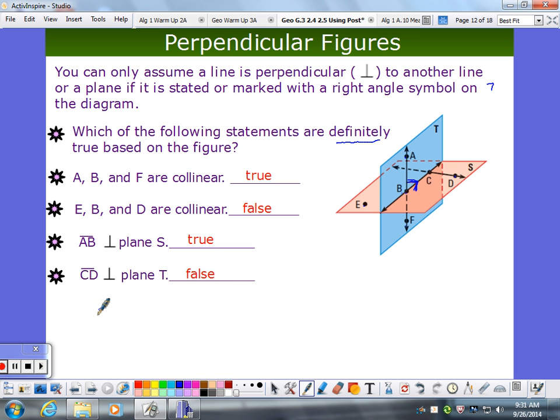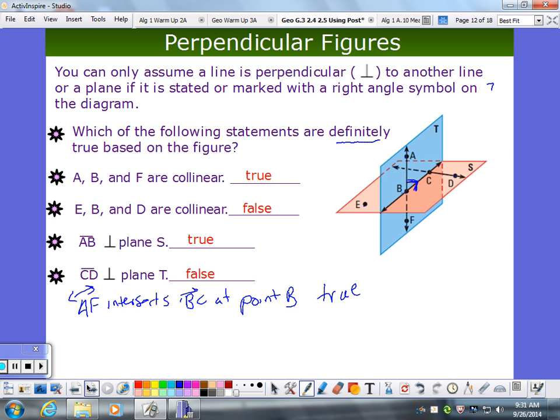There was one that for some reason didn't make it on my chart, but it's on your paper. AF intersects line BC at point B. Okay, so here's AF intersects BC at point B. What do you say? I think that's true, right? Yeah, I think we got that one.